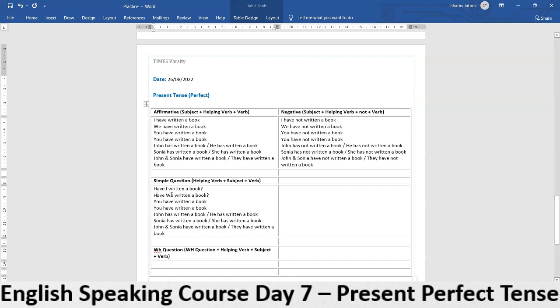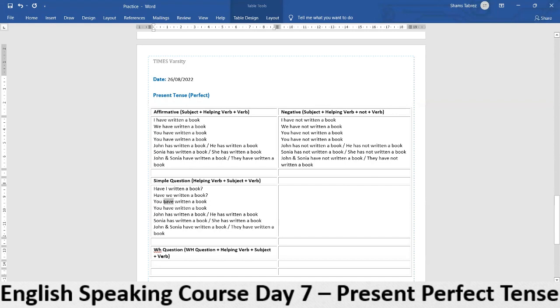Another thing, this pronoun we, because here it should be a small w, right? Have we written a book? I as a pronoun is always capital. So now it is grammatically correct. Have I written a book? Have we written a book?